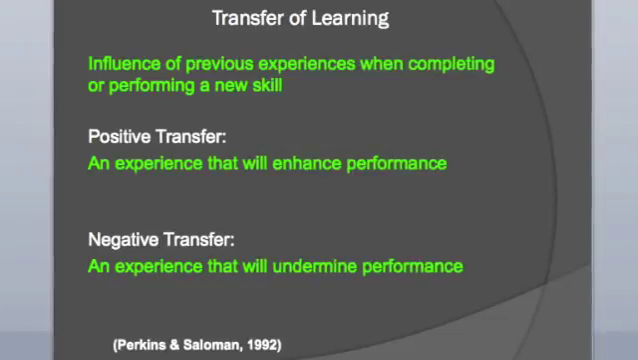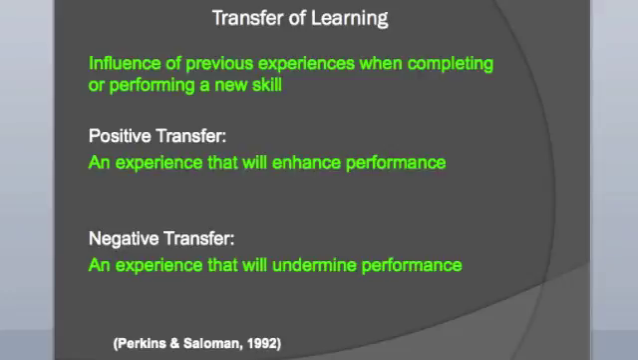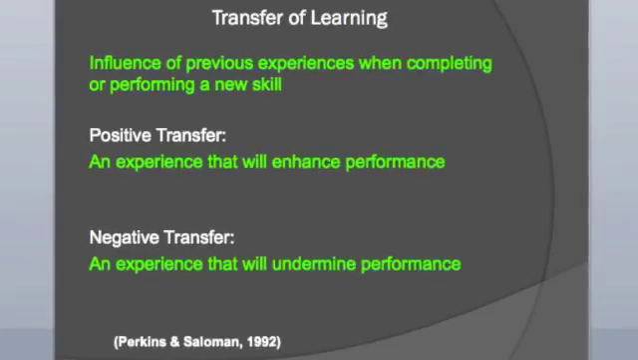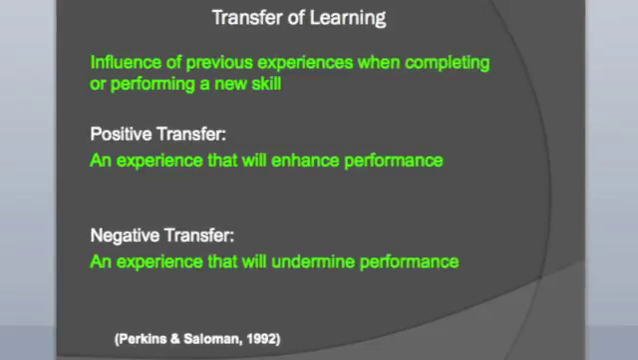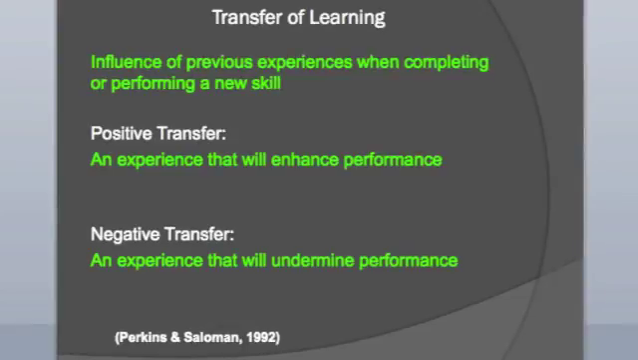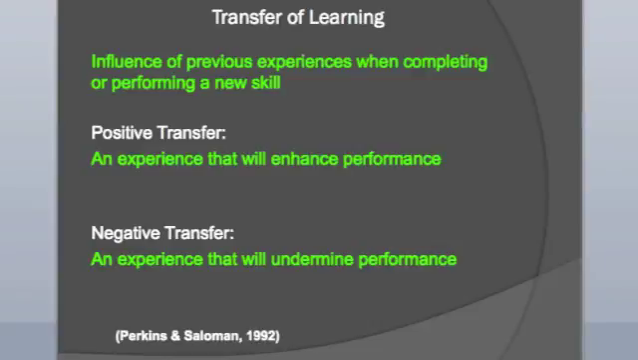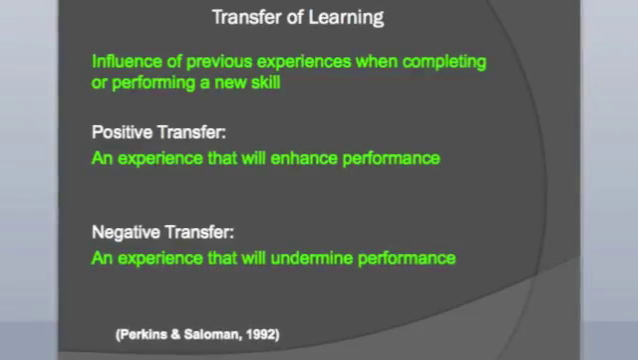Transfer of learning is the influence of previous experiences when completing or performing a new skill. It can be broken down into two sections. Positive transfer is where a previous experience will enhance a performance. So if an attacking player has been brought up kicking under pressure from an opposition, then as he gets older, his kicks will be more efficient as he's used to pressure from an opposition player. And there is negative transfer, where a previous experience will undermine a performance.